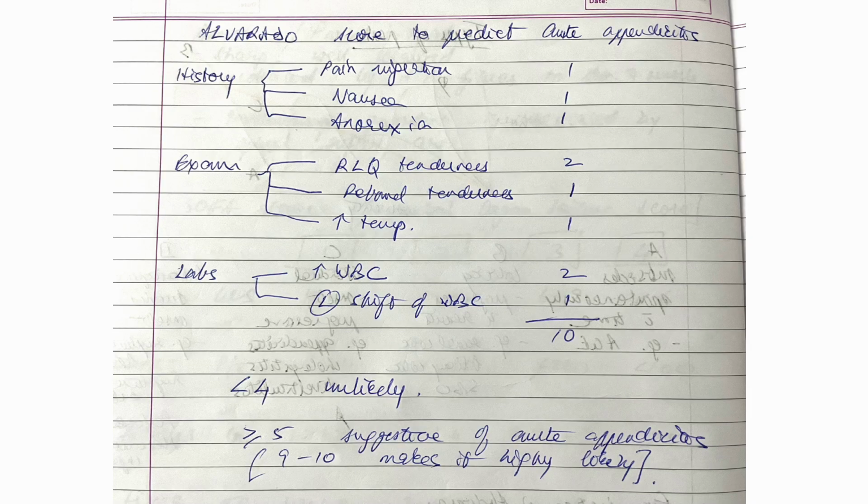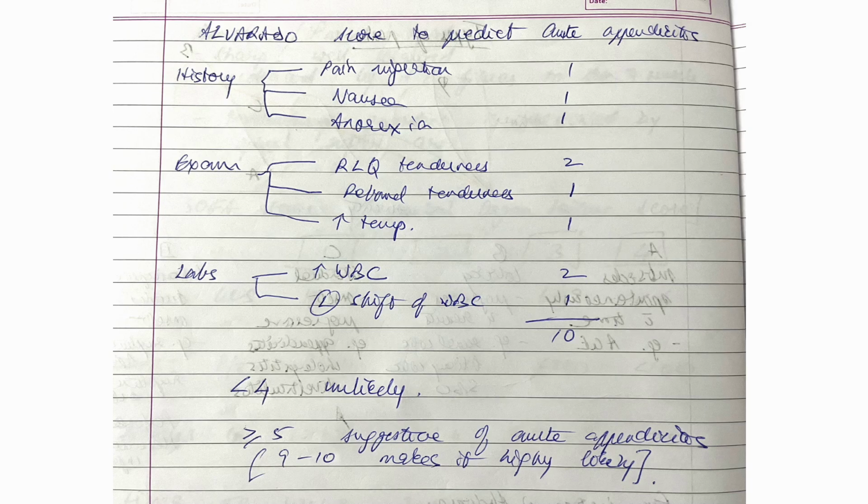Alvarado score to predict acute appendicitis. History, examination, and labs. In the history, pain migration is given 1 point, nausea 1 point, anorexia 1 point. In examination, right lower quadrant tenderness is given 2 points. Rebound tenderness 1 point, and increase in temperature 1 point. Labs, an increase in WBC count is given 2 points, and a left shift of the WBC is given 1 point. The total score is 10.